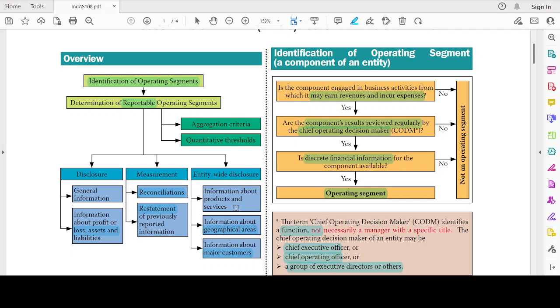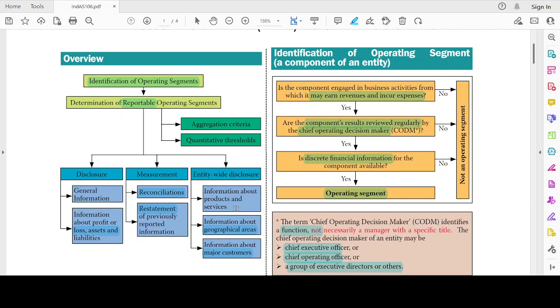If yes, then we check whether the component's results are regularly reviewed by the CODM, that is the Chief Operating Decision Maker. For example, it could be a CFO, CEO, COO, or any other person in a similar designation or similar function. And then if both conditions are satisfied, you have to check the third condition, whether discrete financial information is available for that particular component. If all three conditions are satisfied, then we call it an operating segment. If any of the conditions is not satisfied, then we will not call it an operating segment.